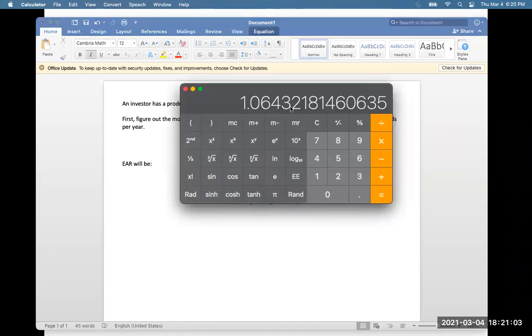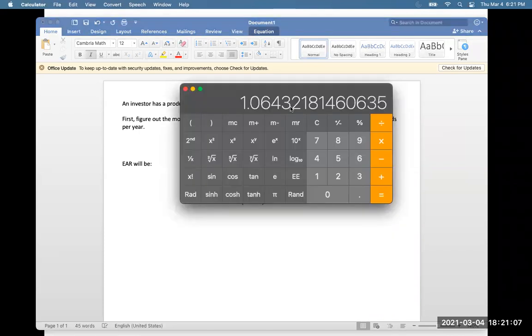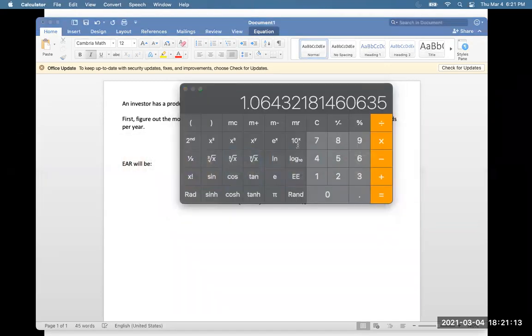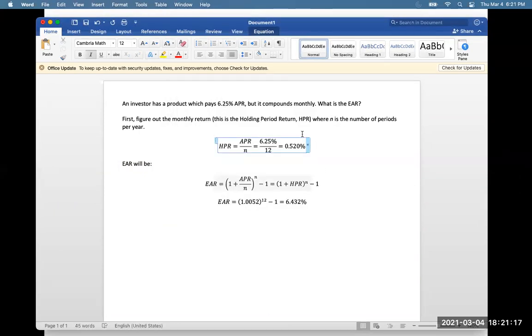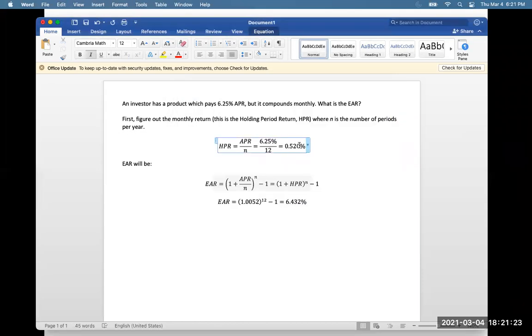0.433%. Now I might ask for 3 decimal points, so I'll just put that there. Usually it's stated per, I think that was a 0 there. 6.25. 521.